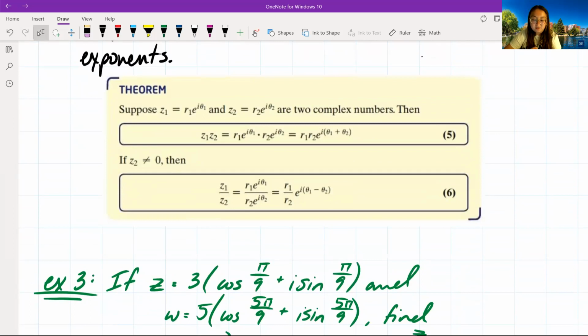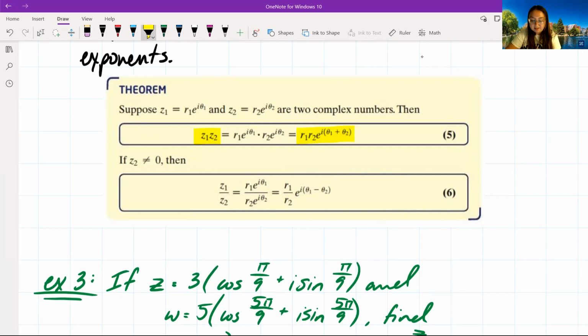So then essentially we can rewrite z1 times z2 is equal to r sub 1 times e to the power of i times theta sub 1 times r sub 2 times e to the power of i times theta 2. This just simplifies down to r sub 1 times r sub 2 times e to the power of i times the sum of theta 1 and theta 2. So these are really just the ones to remember there.